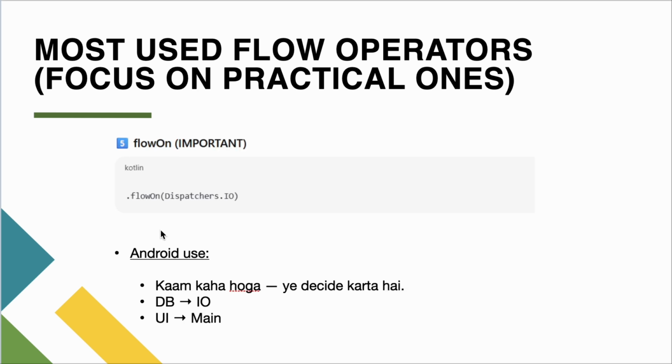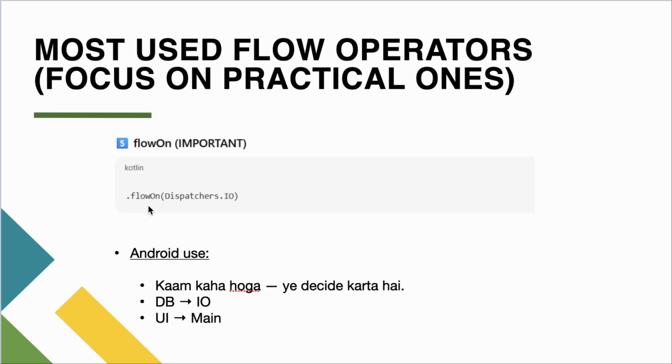All right. So the fifth one is flow on. This is, guys, pretty much the most important, or one of the important flow operators that we use most of the time apart from the rest of the flow operators, and this is nothing but flow on. So flow on is nothing but where you decide where the execution has to happen. Alright, let's say I want to change my thread. Using with context we can also change the thread from the main thread to the background thread, to the input output thread or to the default thread.